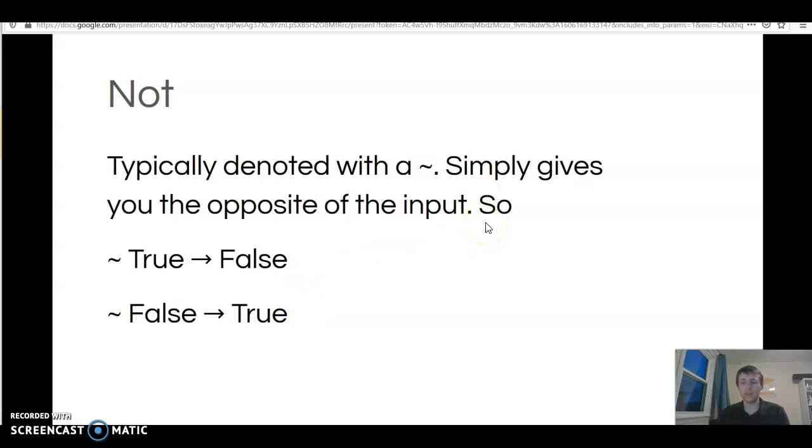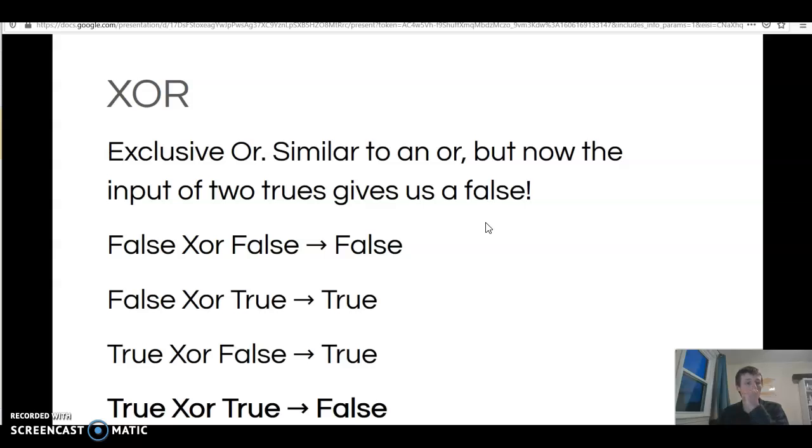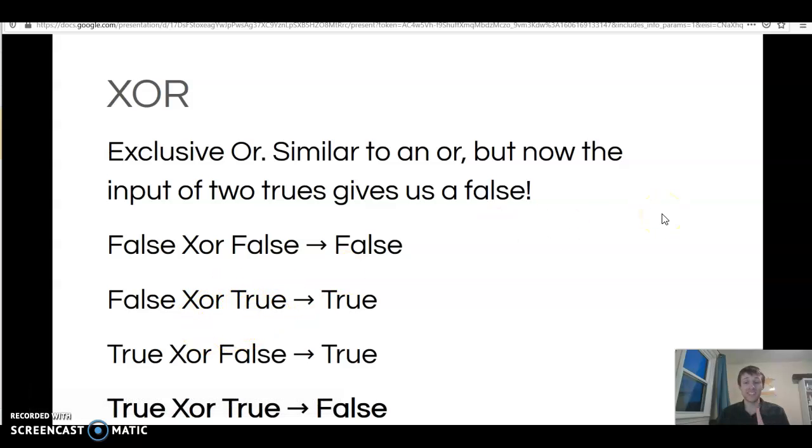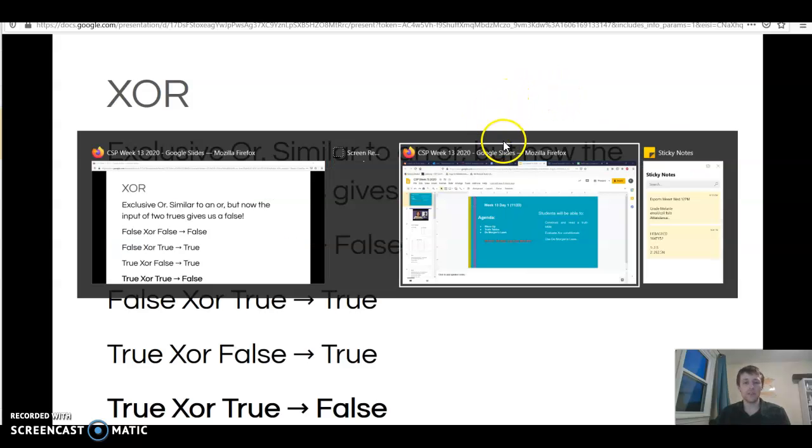There's one other operator we haven't mentioned yet, and that's an exclusive OR. An exclusive OR, or an XOR, is very much like an OR in that it evaluates to true if one of its inputs is true, but it has the distinct difference that if you feed it 2 trues, it gives you out a false. That is the only difference between an exclusive OR and a regular OR. Very interesting operation. So armed with that knowledge, let's take a look at your assignment that's due Wednesday.